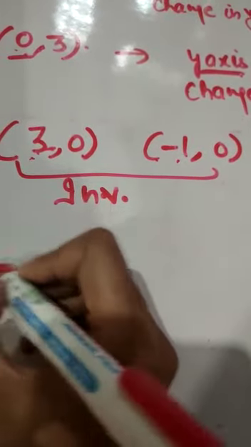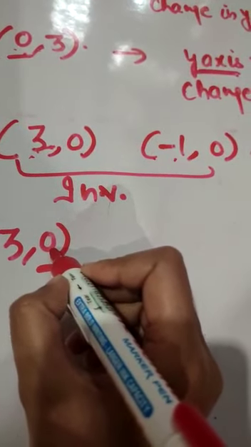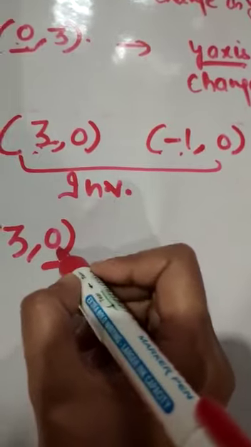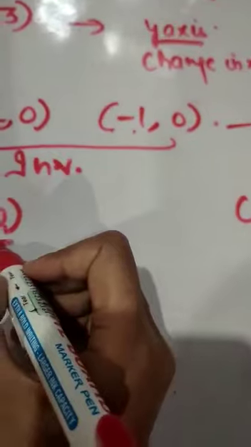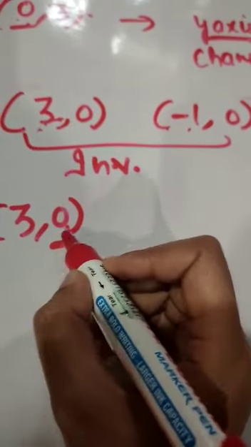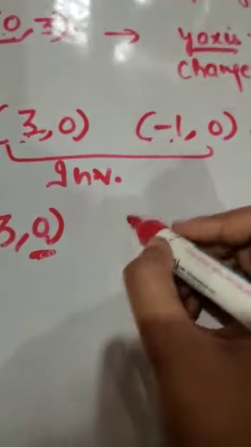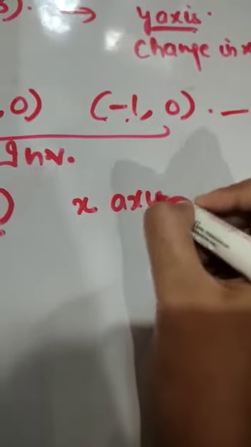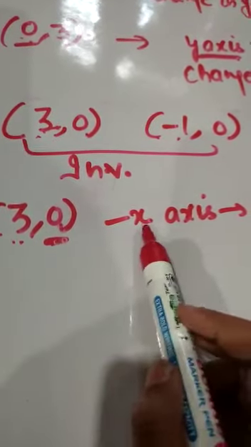So for 3 and 0, if we change 0, 0 will remain 0 only. So it will be the same, 3 and 0. 0 is the y point, so change in y means x-axis. When we find the reflection of this point in the x-axis, it will remain the same. So it means L1 is the x-axis.